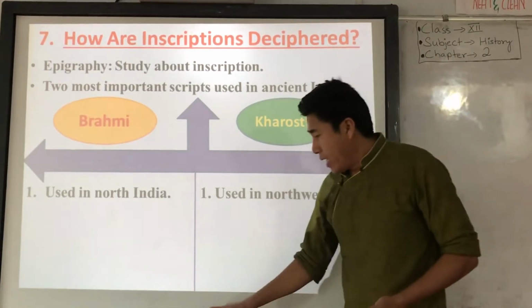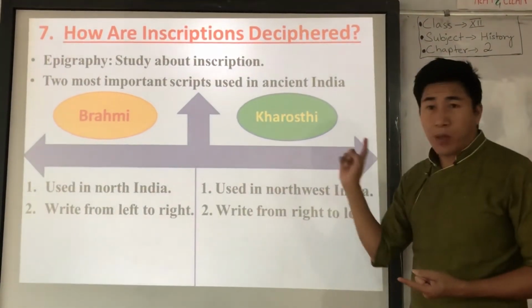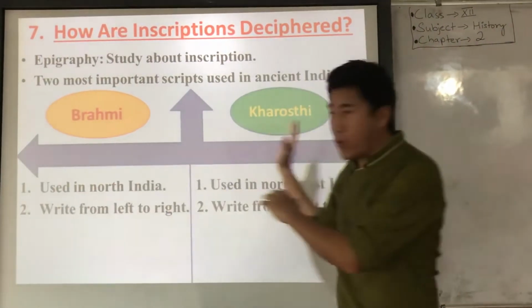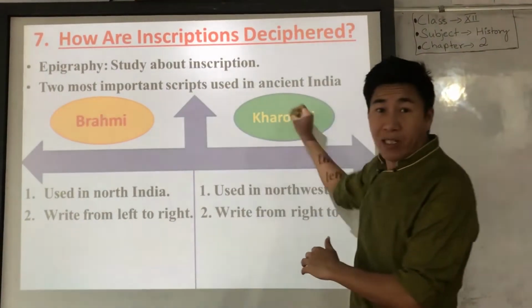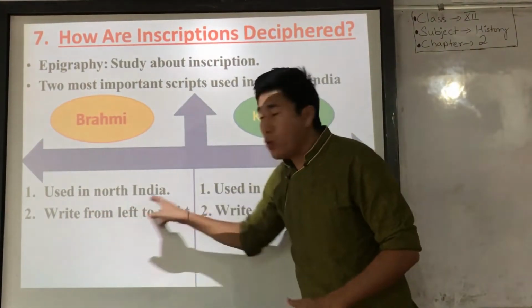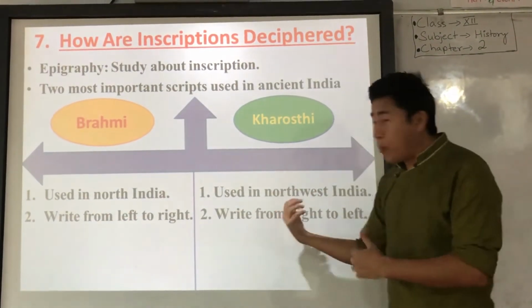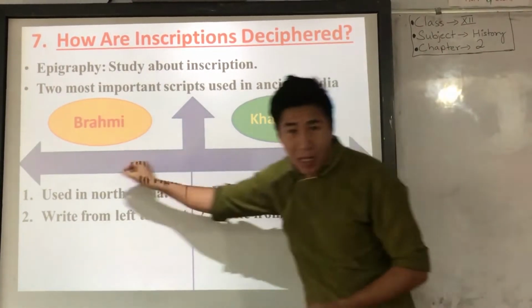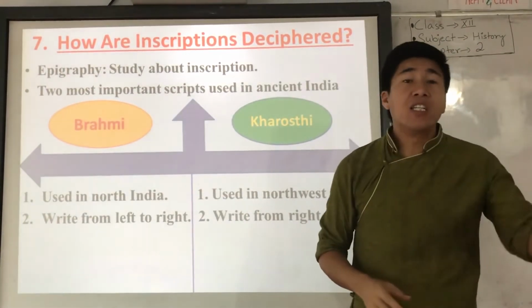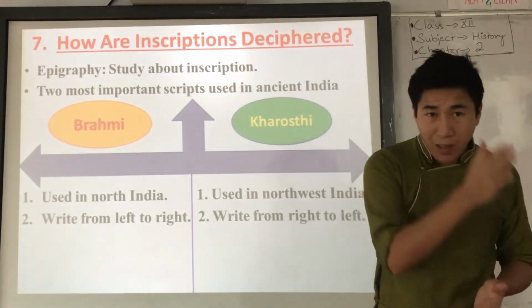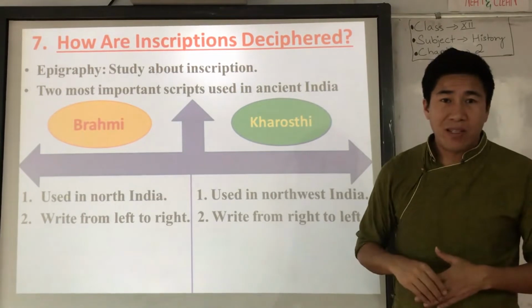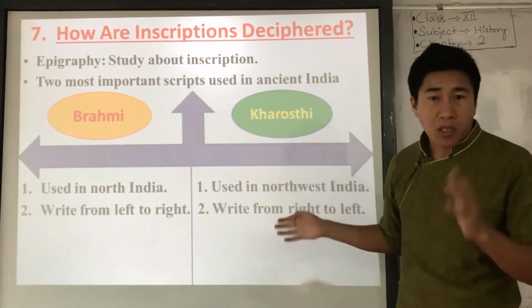Then the second difference between these two scripts is that Brahmi was written from left to right. Right now we also write from left to right. Opposite to that, the Kharosthi script was written from right to left, just like the Urdu script is written from right to left. So that is the second difference between the Brahmi and Kharosthi scripts.